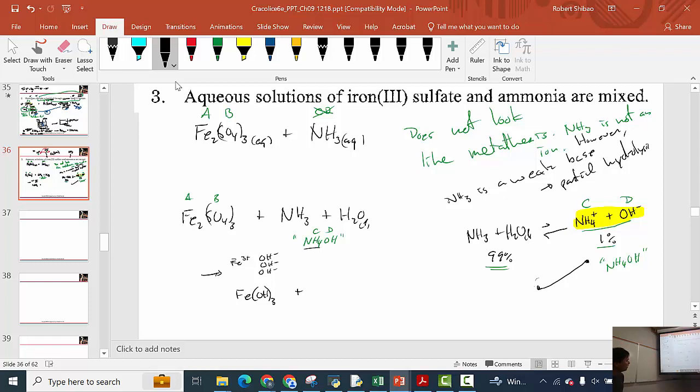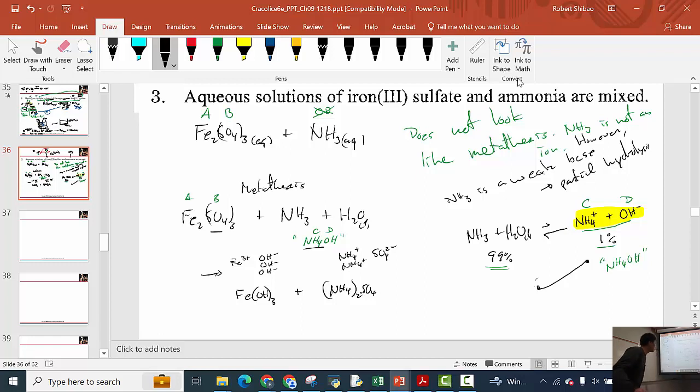And I'm going to take ammonium with sulfate. Ammonium is a plus what? 1. And sulfate is a negative 2, or 2 minus. And so how many ammoniums will I need to balance out the charge? 2. And so that's going to form (NH4)2SO4. And so even though this does not look like a double replacement or metathesis, it turns out it is. And so this is, in fact, a metathesis reaction.